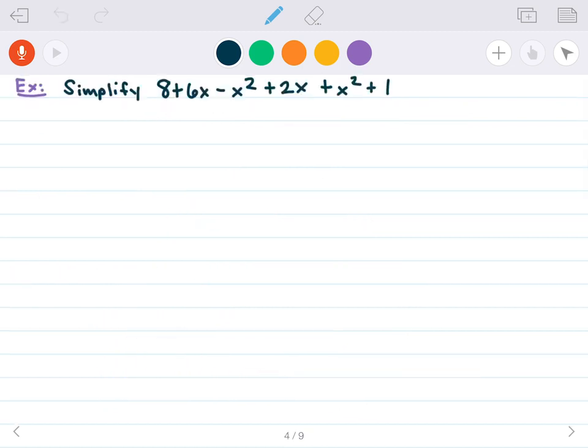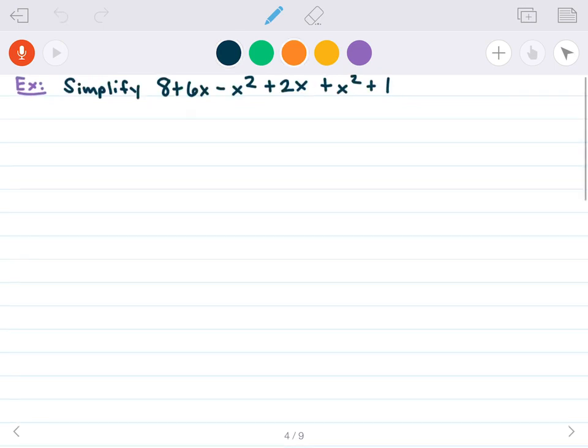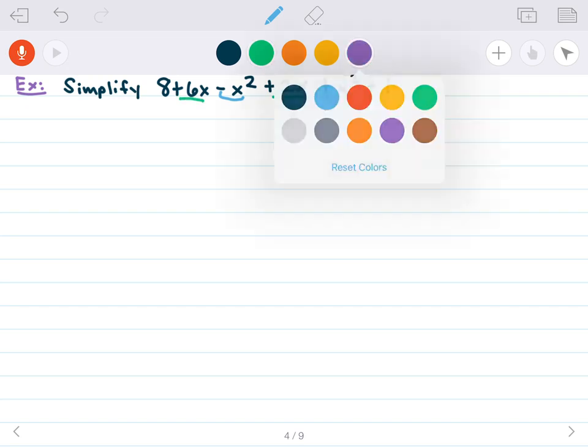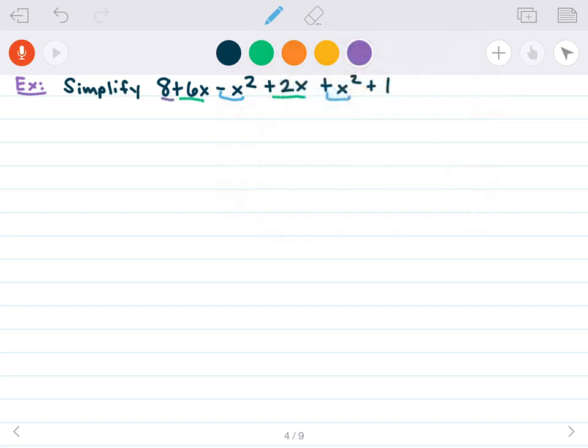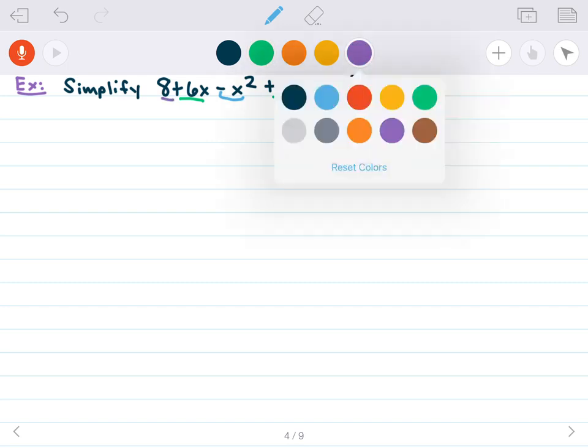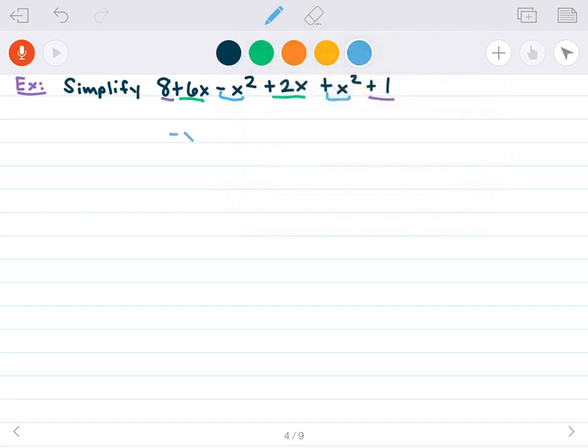All right, let's do some more. So let's do my x squareds first. It looks like the highest power. So we have negative x squared, positive x squared, 6x, 2x, and then for our constants, we have positive 8 and a positive 1. So writing these next to each other, we get this.